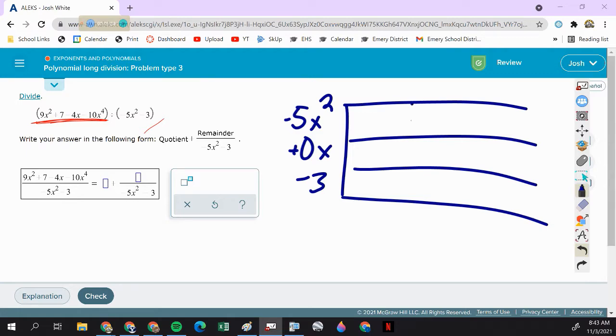Okay. So what should I put in the first box? Negative 10x to the fourth. So this one goes in the first box. Negative 10x to the fourth. Everybody all right with that? Pull out a negative 5x squared. What's left? 2x squared.